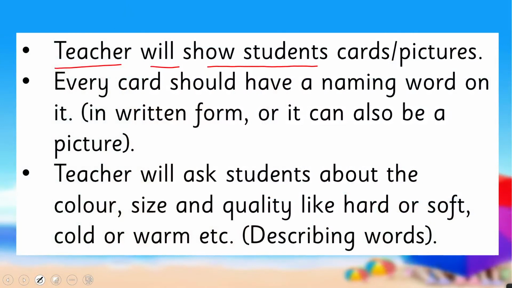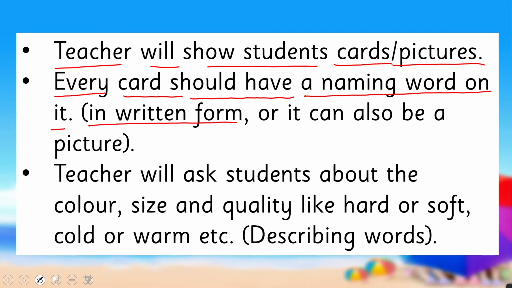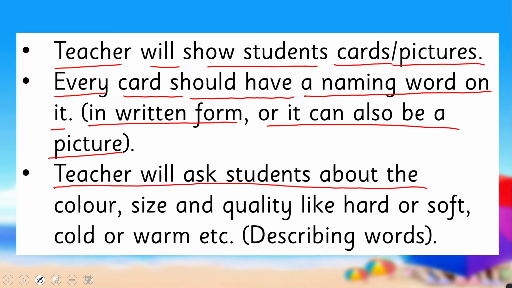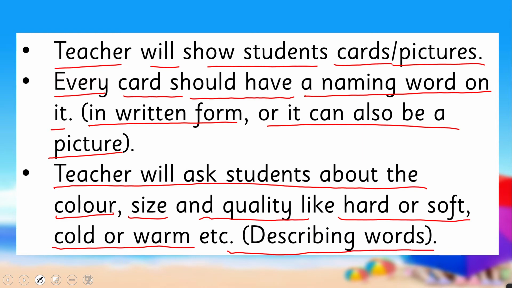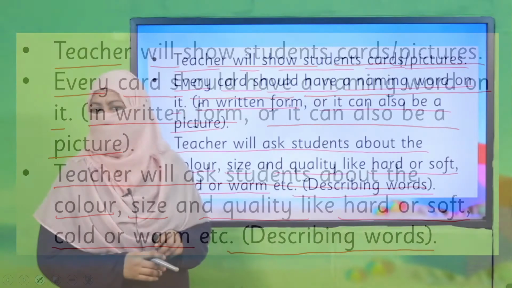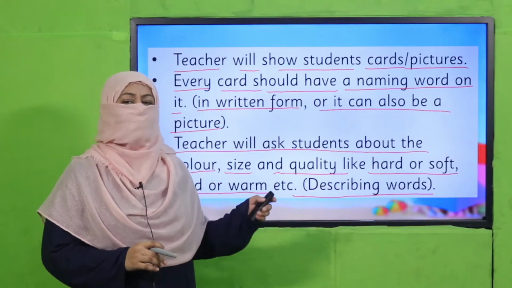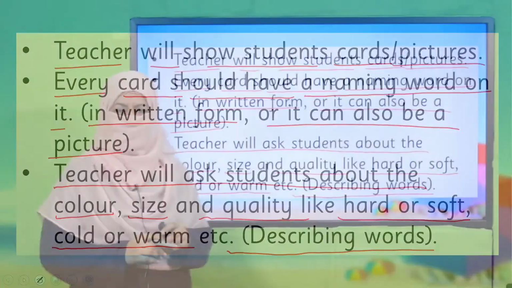Teacher will show students cards or pictures, and every card should have a naming word on it. It can be in written form or it can also be a picture. Teacher will ask students about the color, size, and quality, like is it hard or soft, or is it cold or warm, etc. So students have to answer by using describing words. So pause the video, enjoy this activity, and then come back.